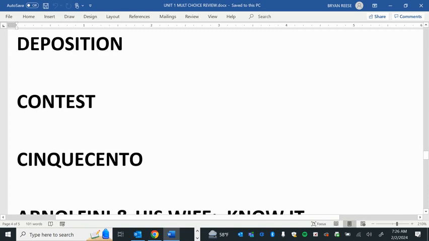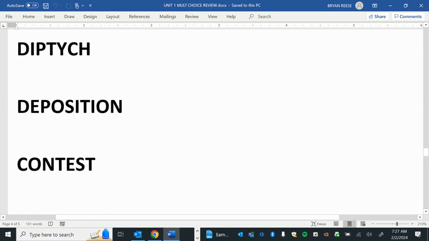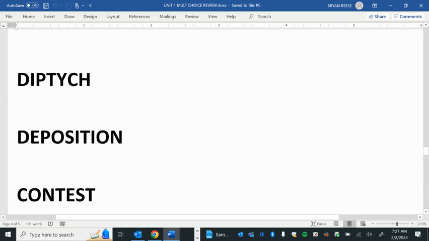Deposition, just like the Annunciation: the deposition is taking Christ off of the cross. What do you usually see in that picture? You usually see a ladder. That's the sign that the picture would be called Deposition. Diptych. What is a diptych? That's correct.